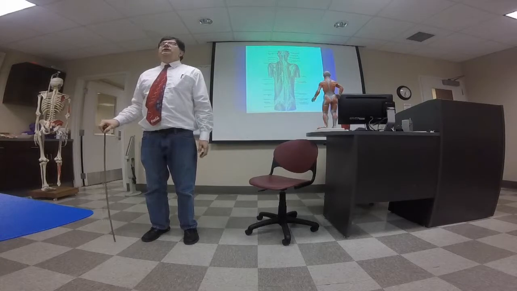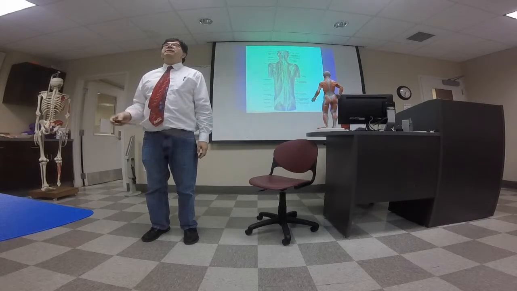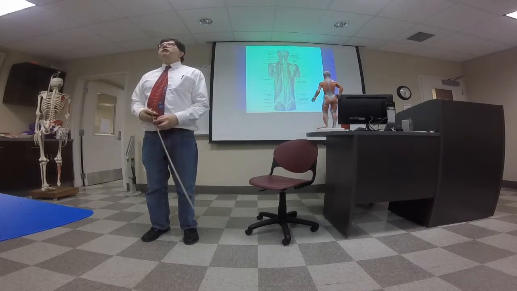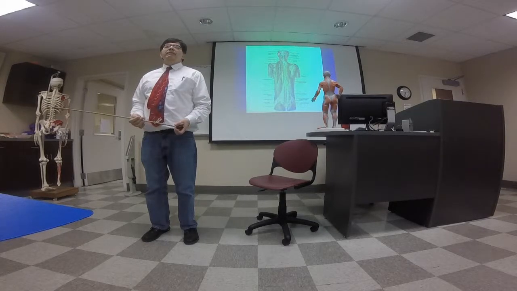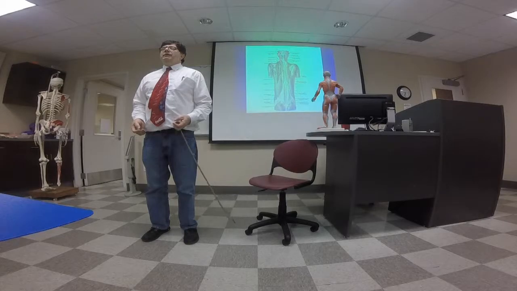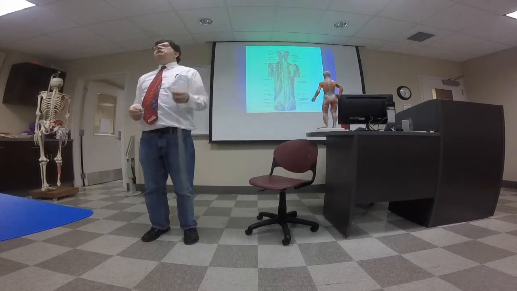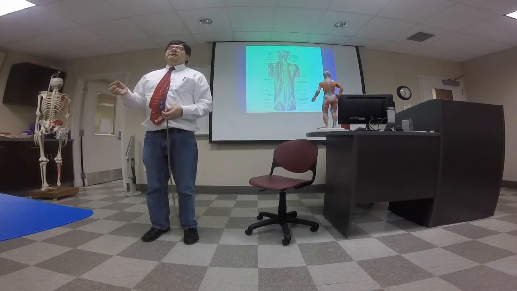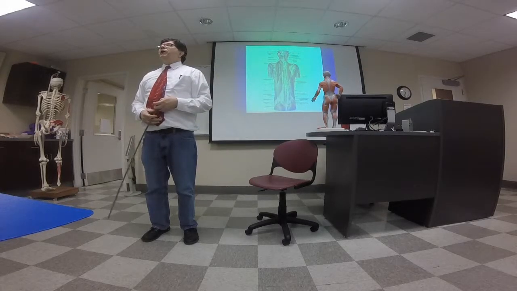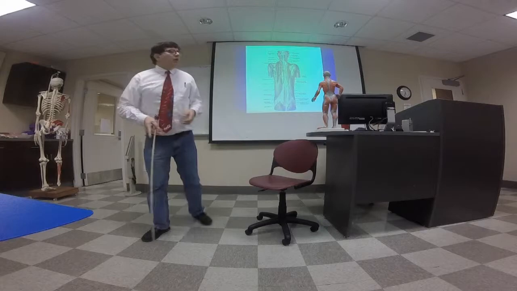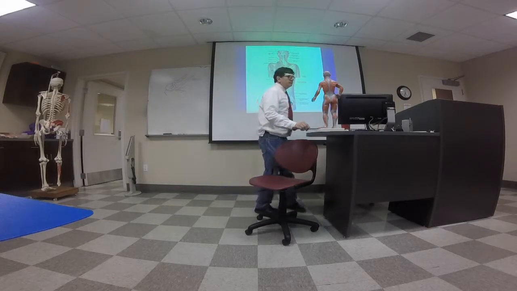The deltoid tuberosity. The deltoid tuberosity. Okay? What is the function of the deltoid? Abduct the arm at the shoulder. That's right, abduction. So if you're doing jumping jacks, the jumping part where your arms come out, that's all about the deltoids.